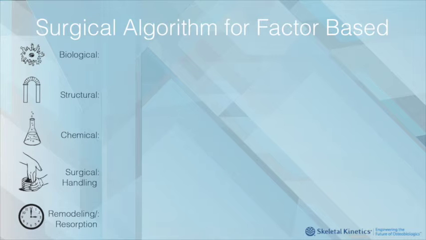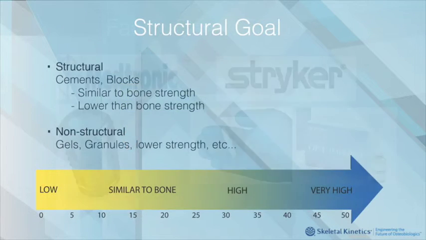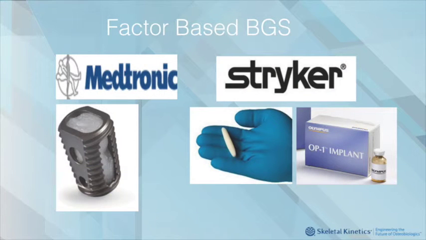Looking at the surgical algorithm for factor-based bone graft substitutes, we see that biologically they're osteoinductive and osteogenic. Structurally, they offer no structure, and chemically they are not similar to bone. They have no crystalline structure. The surgical handling options typically are put into sponges or powders, and the remodeling/resorption time is 3 to 6 months. A few examples of factor-based bone graft substitutes include Infuse and OP1, to name a couple.